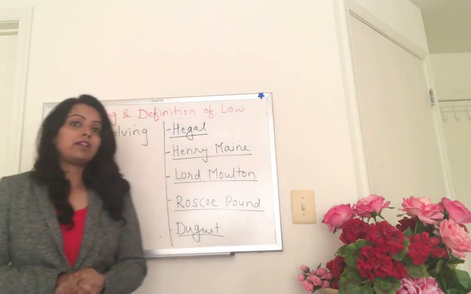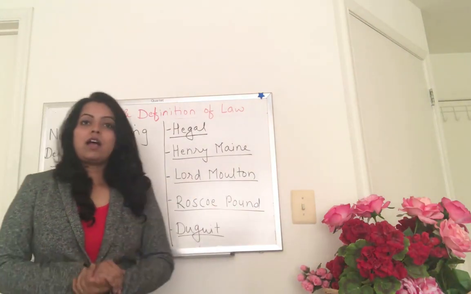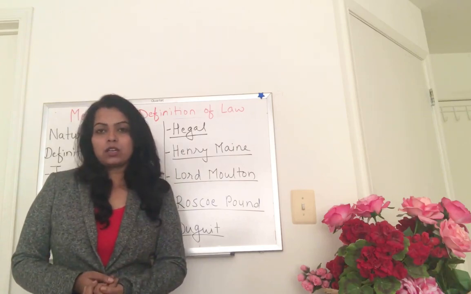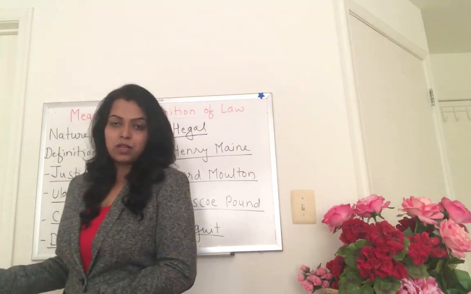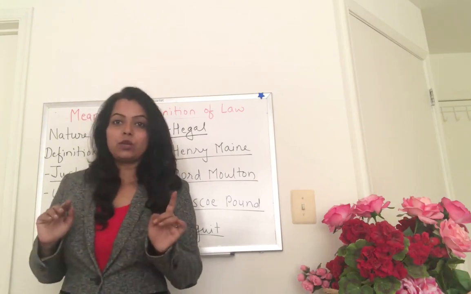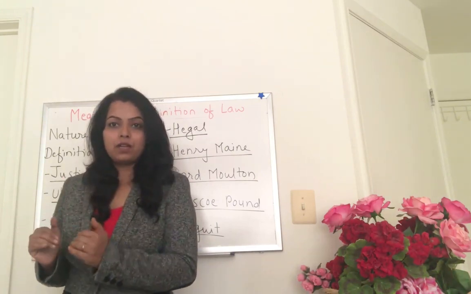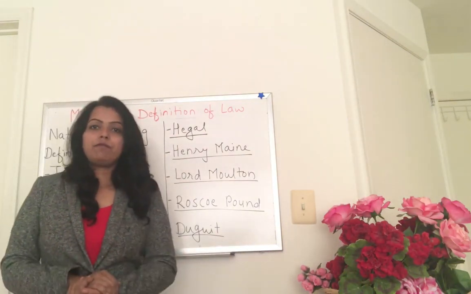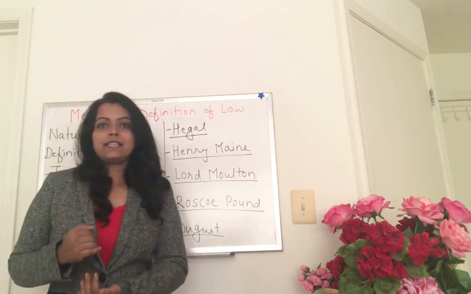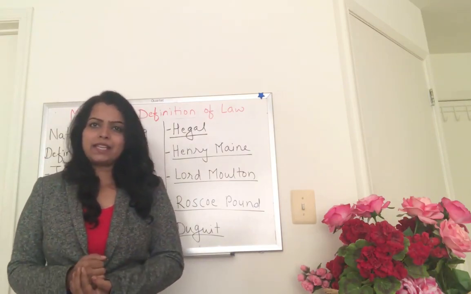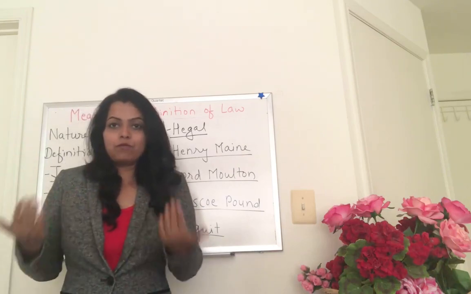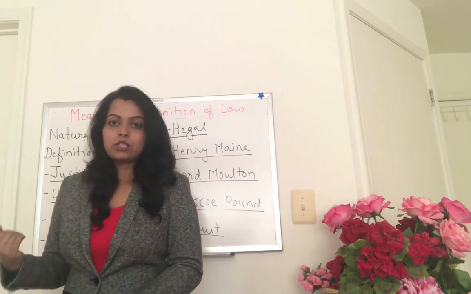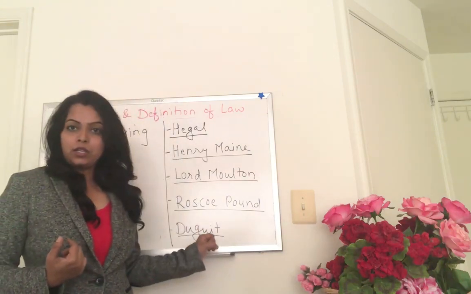Now the next definition is given by Roscoe Pound, and according to him, law as a social institution needs to satisfy social wants. So law is nothing but a social institution which is made to satisfy common social wants. Then there is a definition given by Duguit, which means law is essentially and exclusively a social fact. It came from society, it is made for society, and it respects social facts. So this is the definition given by Professor Duguit.